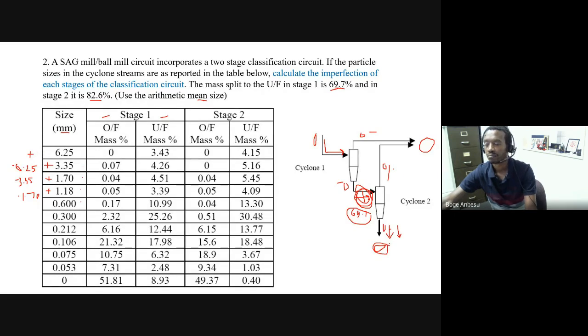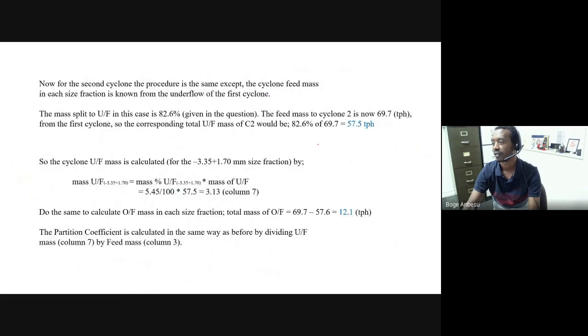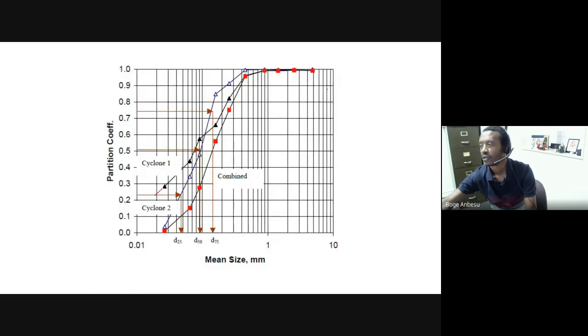So basically, if we assume this as one unit, so we have feed, overflow, underflow. To get the combined, all we have to do is take underflow from the second, divide by feed to the first, to get the combined, which should look like the one shown here.